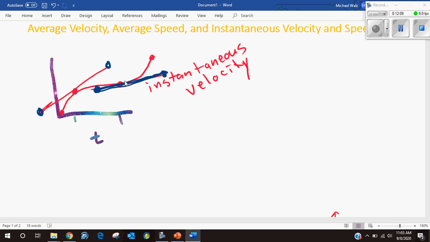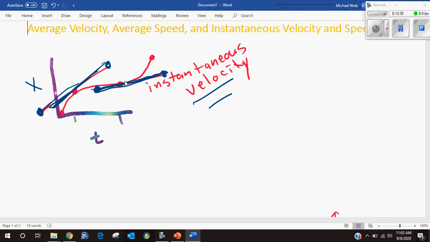So you can see these slopes are different, right? This one's different than that one. And the question is, what does that mean? What does the difference mean? So these could be instantaneous velocities or instantaneous speeds because you could have either in this type of distance time or displacement time graph.